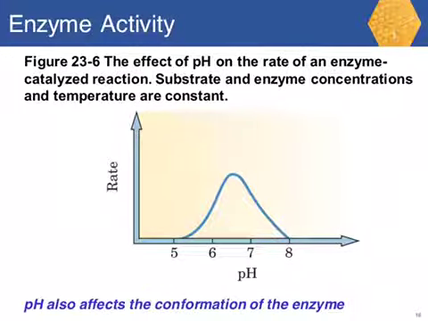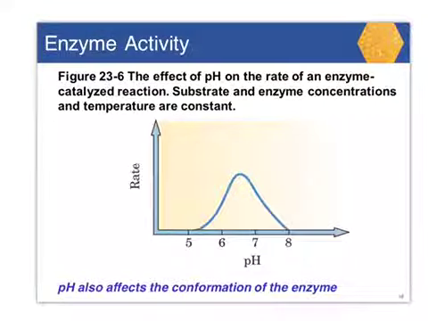And lastly, pH affects the enzyme in a similar manner. There's an optimal pH range for the enzyme substrate to work. And if you're outside that optimal range, it changes the shape of the enzyme. Again, either it's going to make it work very slowly, or it could actually denature it and it not work at all.